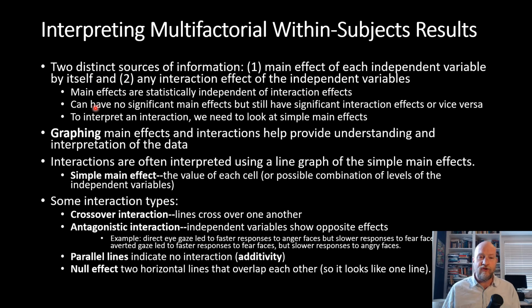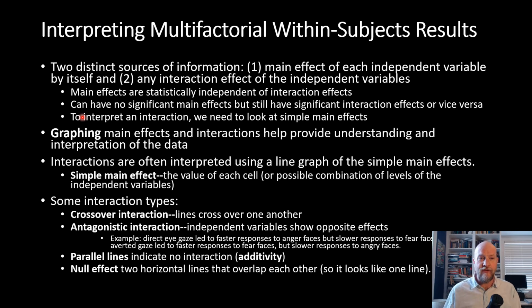So to interpret an interaction, we have to look first at the simple main effects. We have to look and see. In that last example, there appeared to be, at least, a main effect for anger versus fear, for the type of emotion, but not for whether or not the person is looking at you or away from you. Now, as we know, there's an interaction that explains the relationship between those two independent variables.